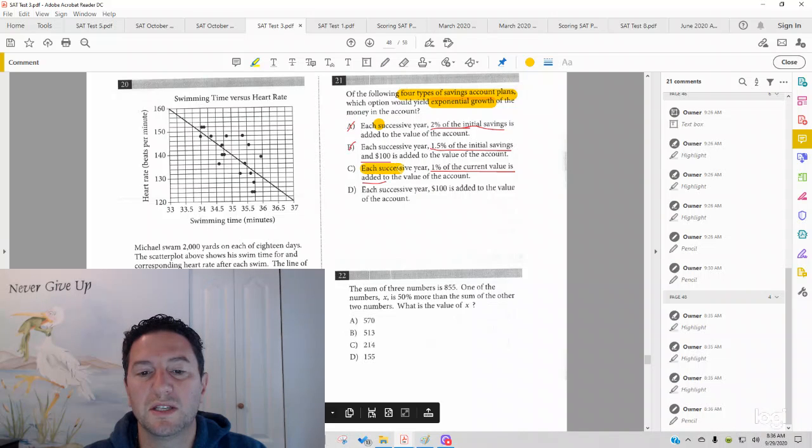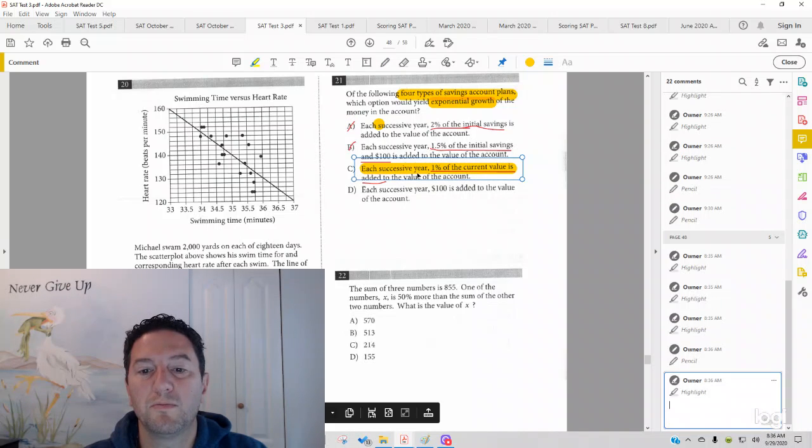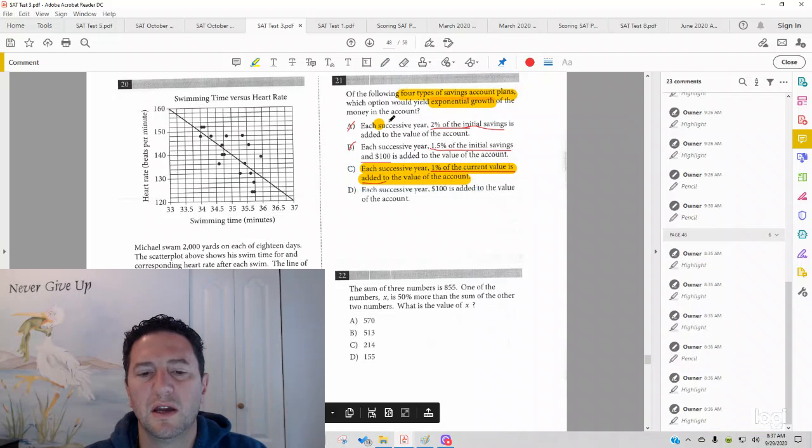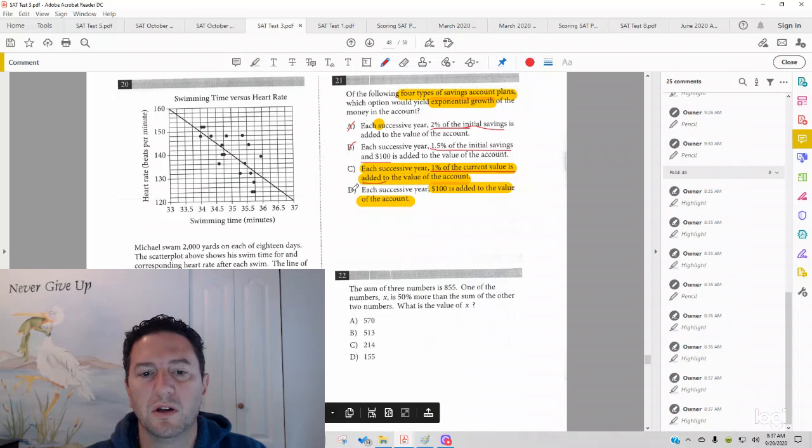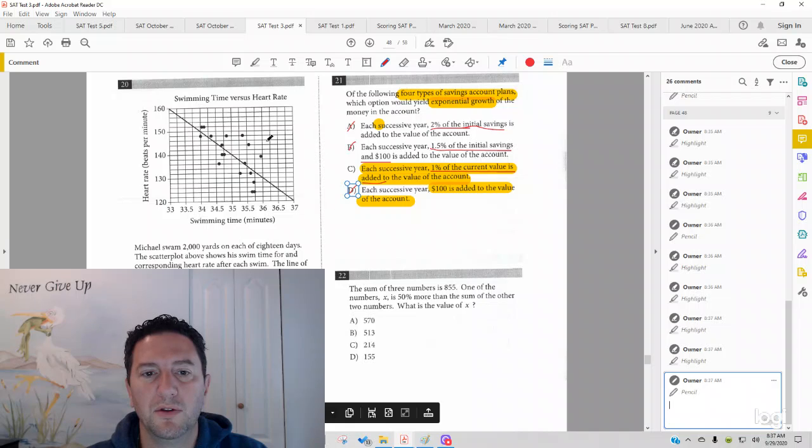What makes answer choice C different? It's 1% of the current value. And again, we'll see how that works. And then in answer choice D, each successive year $100 is added to the value of the account. That is going to be linear as well. So it's not going to be D either.